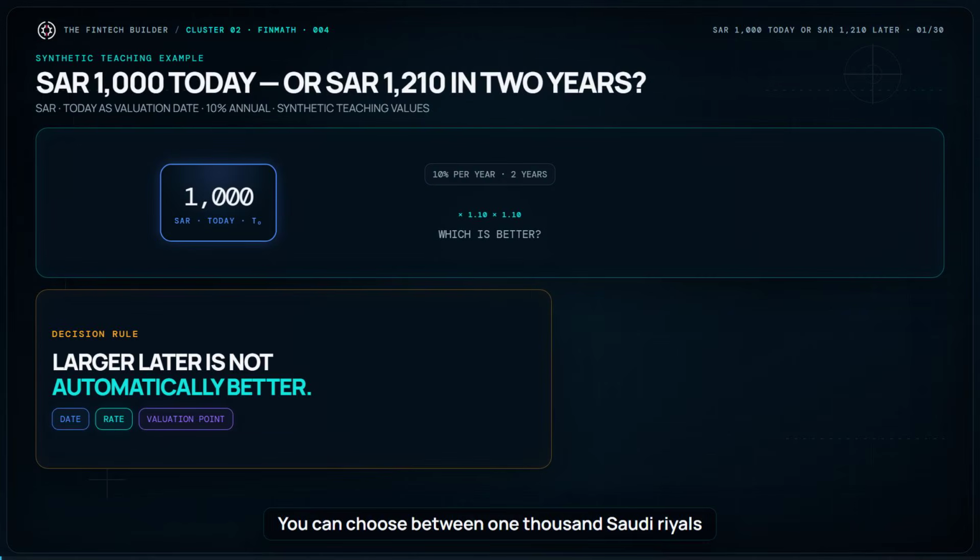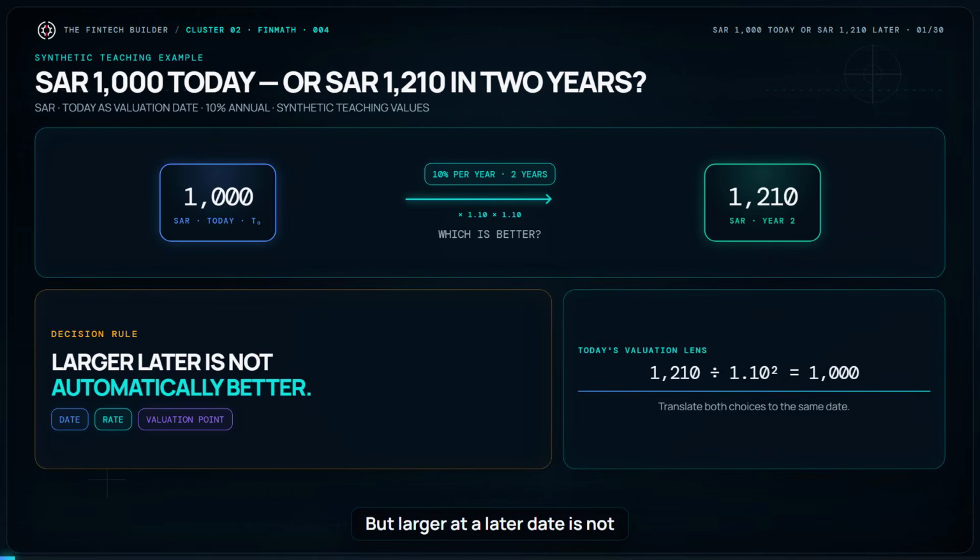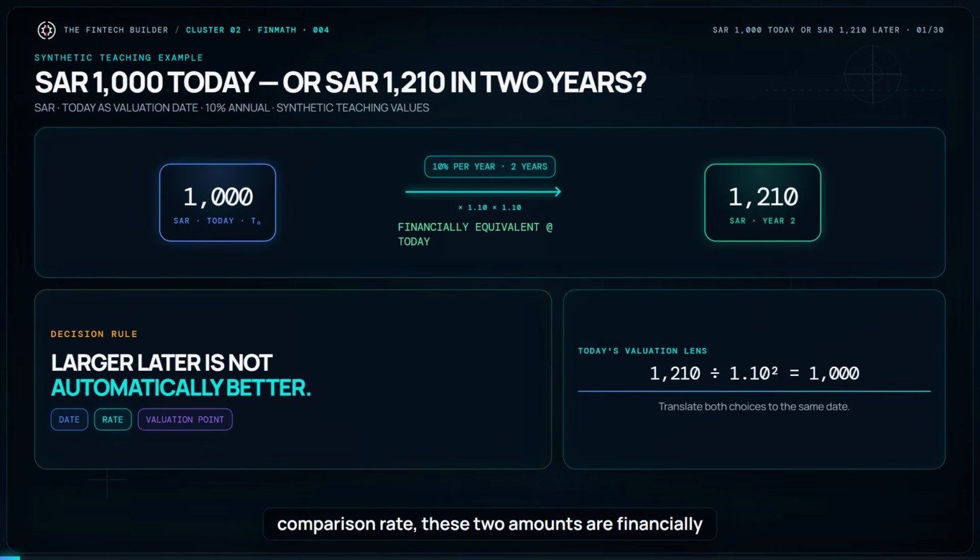You can choose between 1,000 Saudi riyals today or 1,210 riyals exactly 2 years from now. The later amount is larger, but larger at a later date is not automatically better. Under a 10% annual comparison rate, these two amounts are financially equivalent at today's valuation date. Change the rate or move the date, and the answer changes.